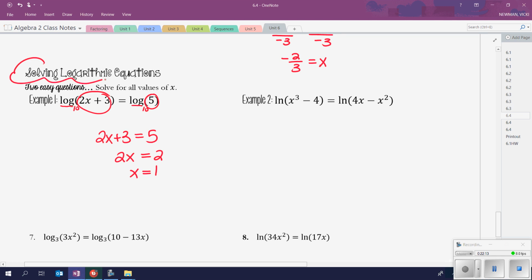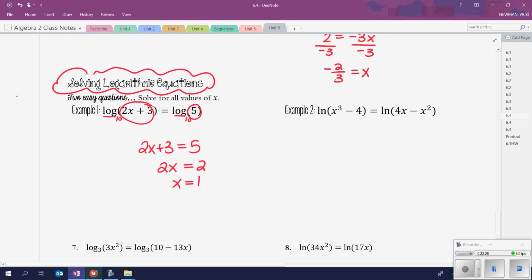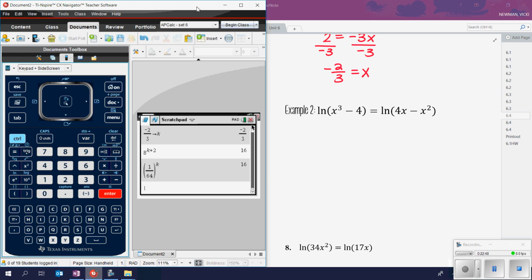Now, here's the thing. Log equations are the third type you have to check. We've talked about this before. You have to check for extraneous solutions. You have to check square root equations. You have to check fraction equations. And your third kind is anything with a log in it. You have to check because there could be extraneous solutions. So all you got to do is go to your calculator and actually check it.